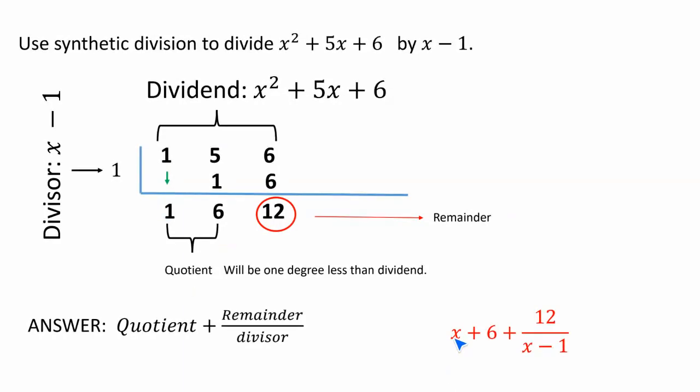So we're going to have x. The 1 goes with the x, and then the 6 is going to be your constant. Then your remainder is 12, and your divisor was x minus 1.